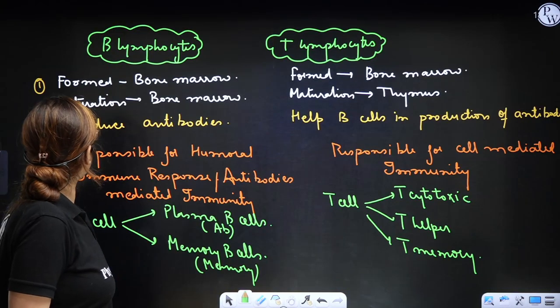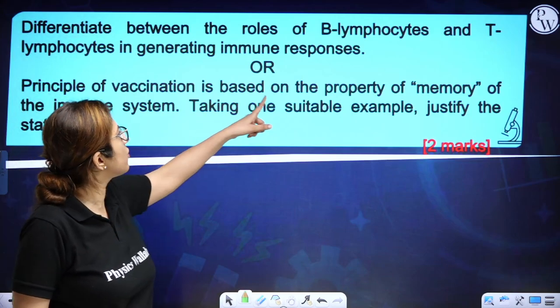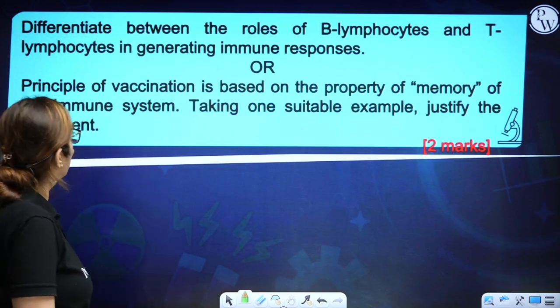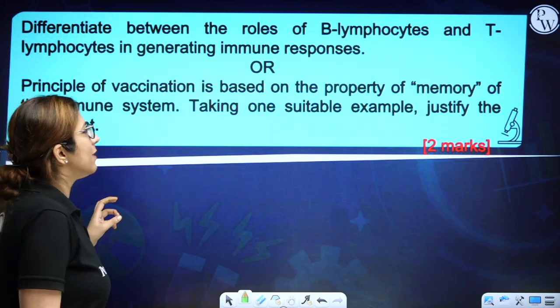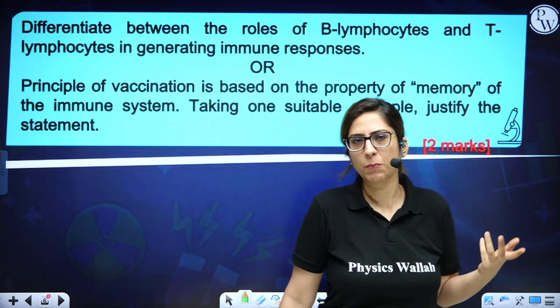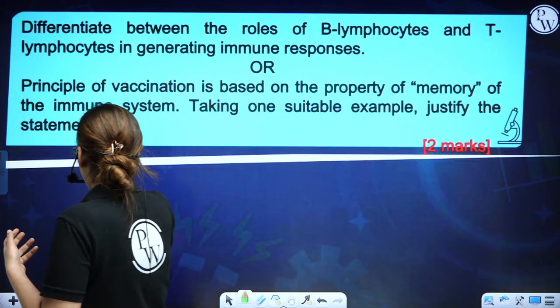Okay, in the previous one, there were 2 parts. The principle of vaccination is based on the property of memory of the immune system. Taking one suitable example, justify the statement. Very easy.